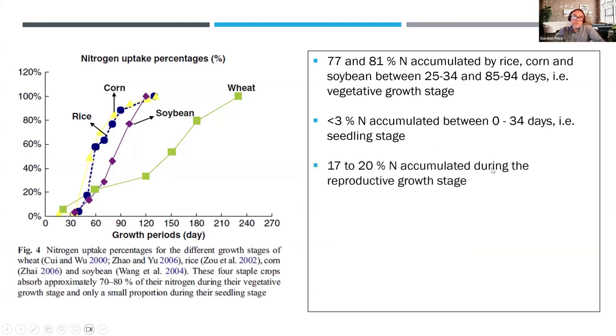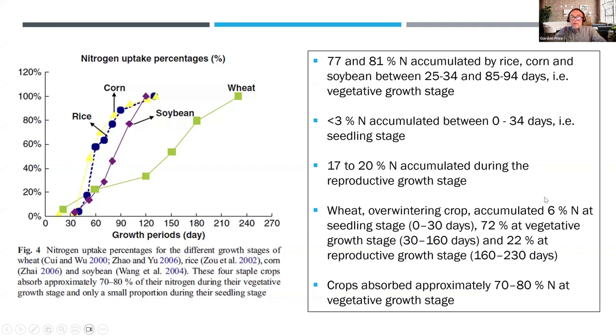And then 17 to 20% of nitrogen is accumulated during the reproductive growth stage. We can see that wheat, on the figure on the left-hand side, reacts differently than soybean, corn, and rice, but the overall trends tend to be very similar. So wheat, which is an overwintering crop, accumulated 6% of N at the seedling stage, 72% at the vegetative growth stage, and 22% at the reproductive growth stage. So values that are very similar to the rice, corn, and soybeans. And so that 70 to 80% of nitrogen absorbed by crops is really at that vegetative growth stage. And so the timing component and the rate component of adding fertility, whether directly or through soil amendments, can play a significant role in how we decide to manage soil amendments, whether it's the type of soil amendment, or the rate or the timing of when it's applied.